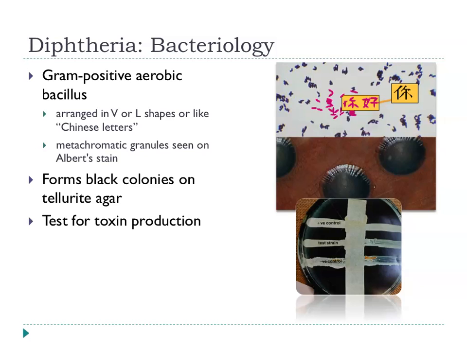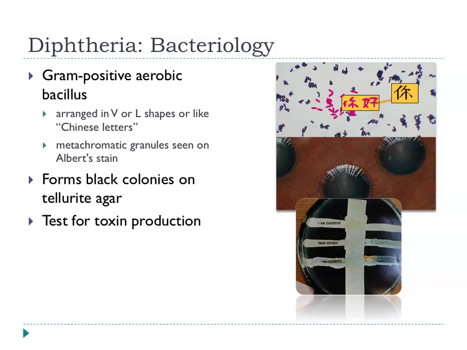When we grow it in the lab, we have a particular indicator medium, which is called tellurite agar, and that's because the colonies from the bacterium can reduce sodium tellurite to tellurium, and you get this black colour forming in the colonies there.